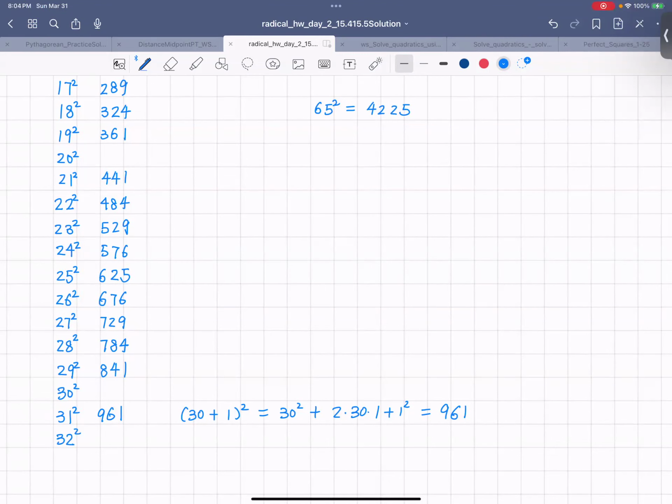32 squared. Do you know? 1024. Yeah, that's my birthday. Thank you, Ryan. Good job. You remember my birthday. Very good. Because 32 is 2 to the power 5. 32 squared is 2 to the power 5 to the power 2, which is 2 to the power 10, which is October 24, which is my birthday, which is also the birthday of the United Nations.